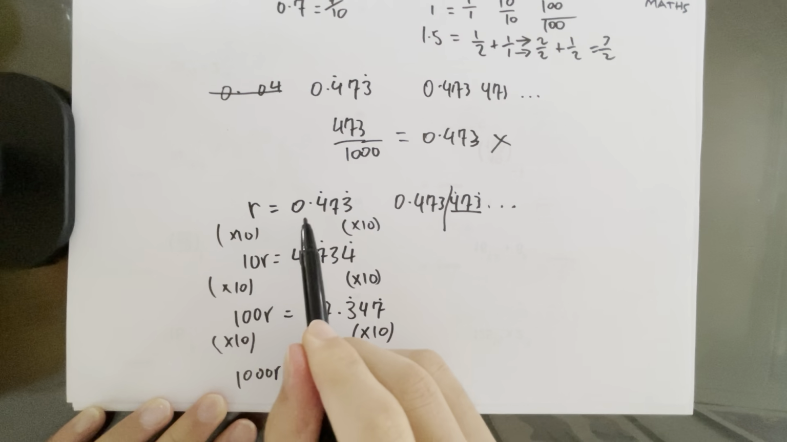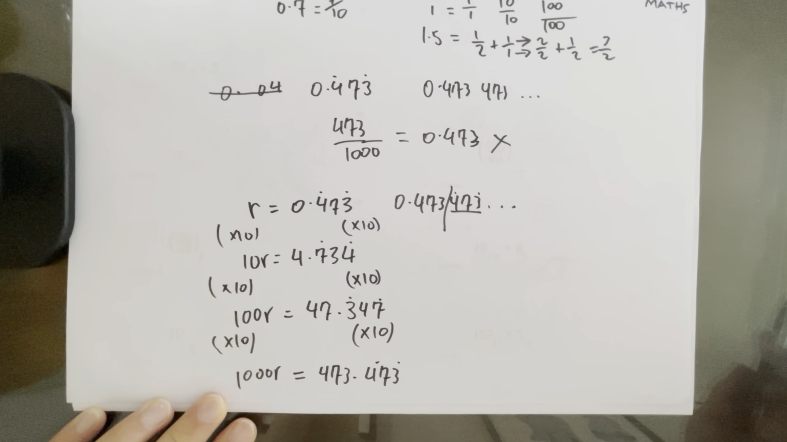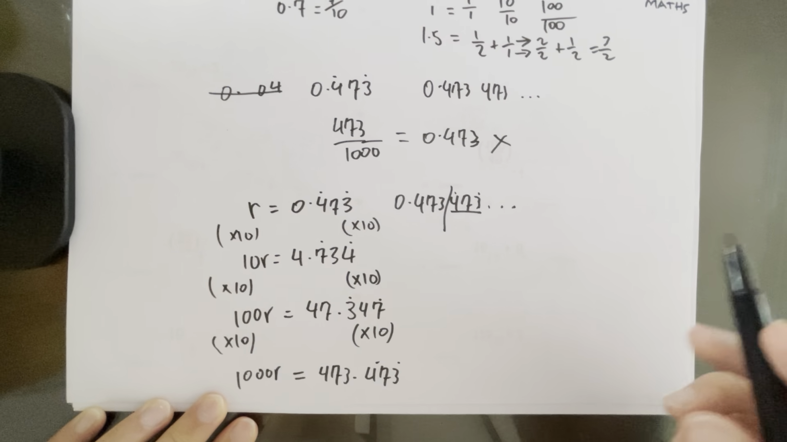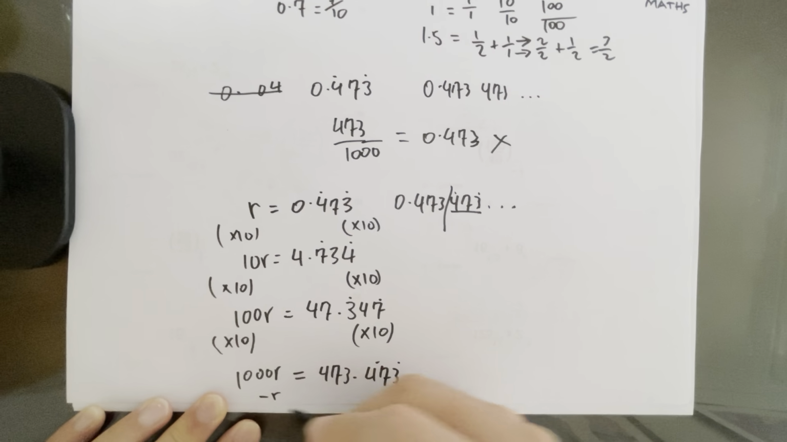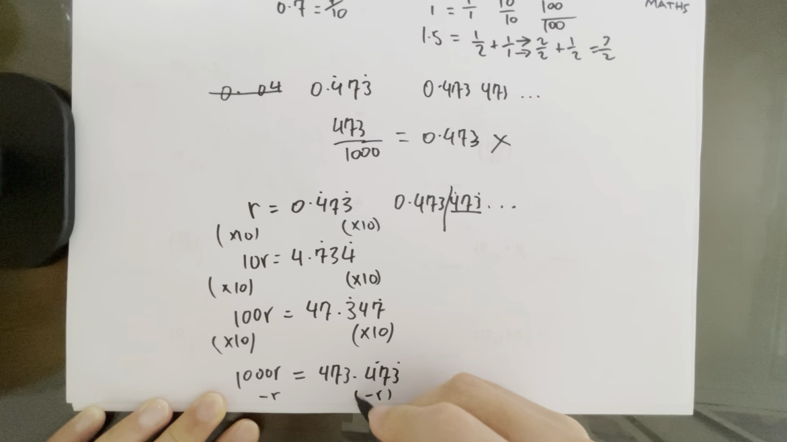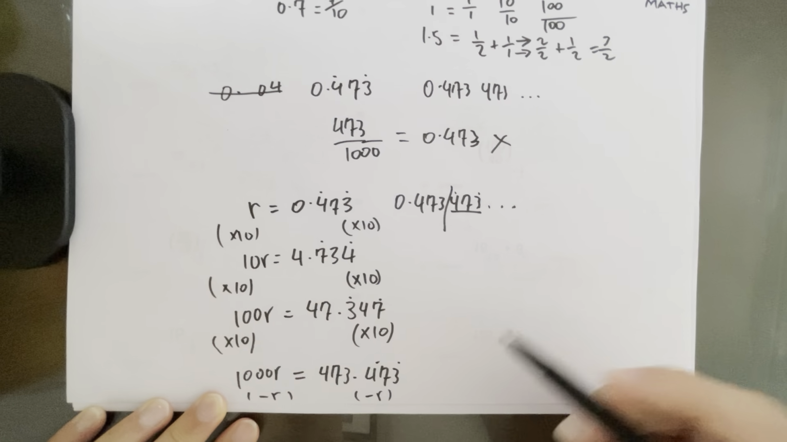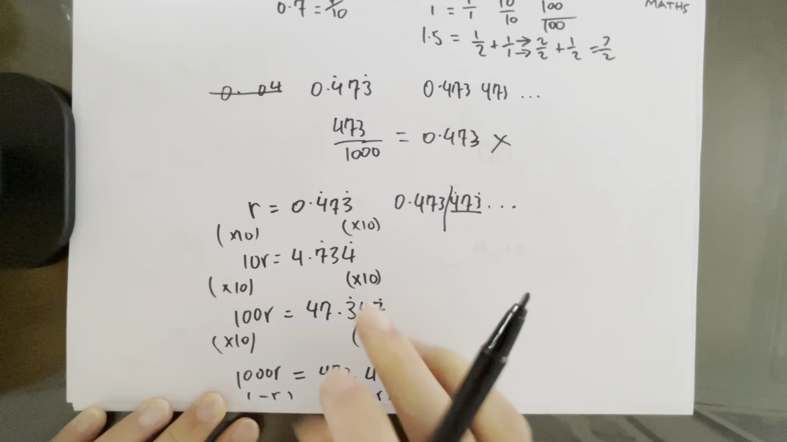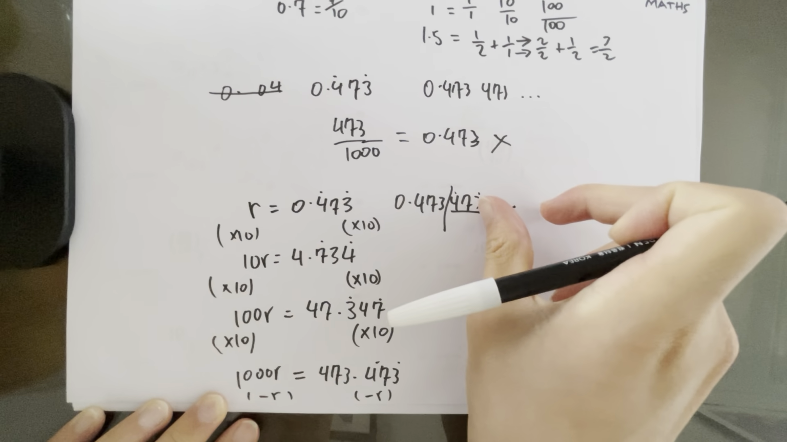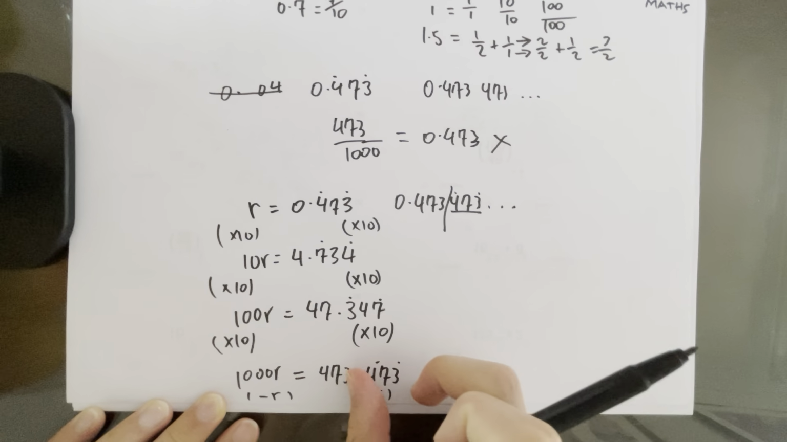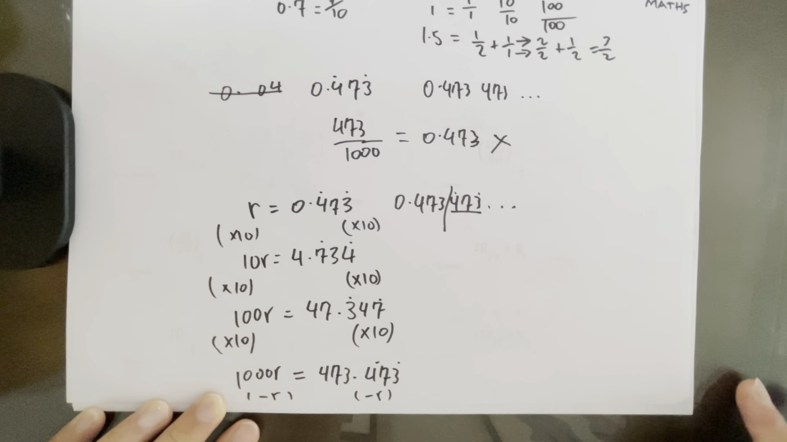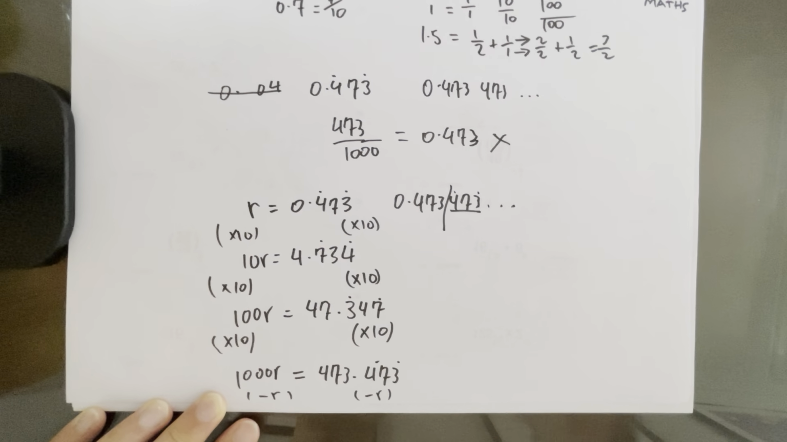So R was 0.473 recurring, right? So this 473 is going to keep going forever. So we can minus R on both sides. Now R was 0.473 recurring, right? So that's going to get rid of all these recurring digits, because this R goes forever. So when we minus R, this R is going to get minused, and all the recurring digits are going to get minused by R. It feels like you're cheating, right?